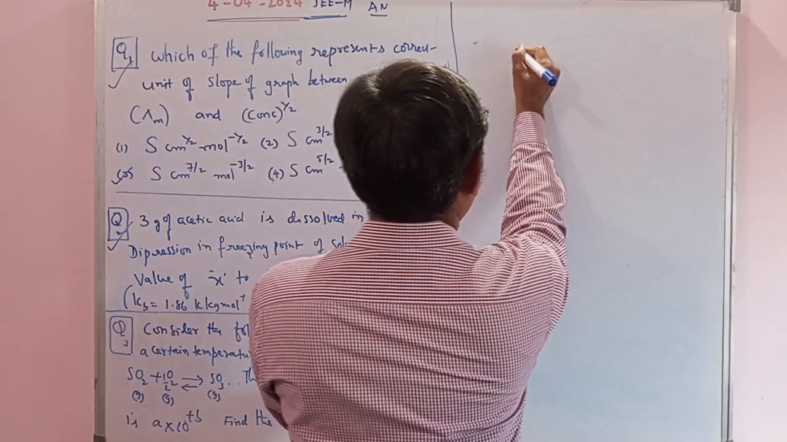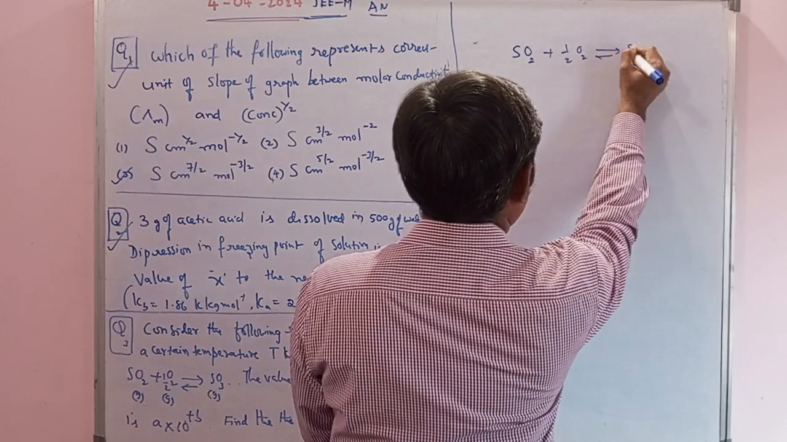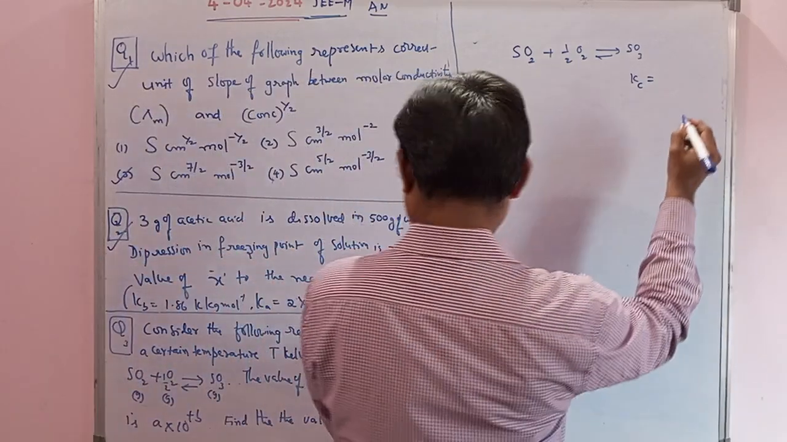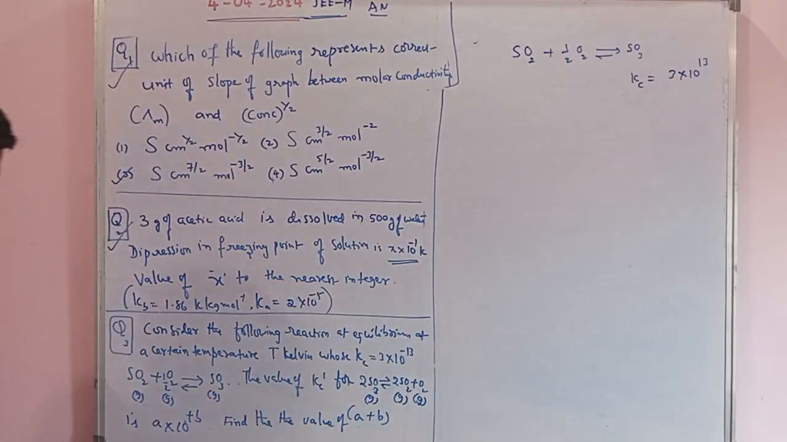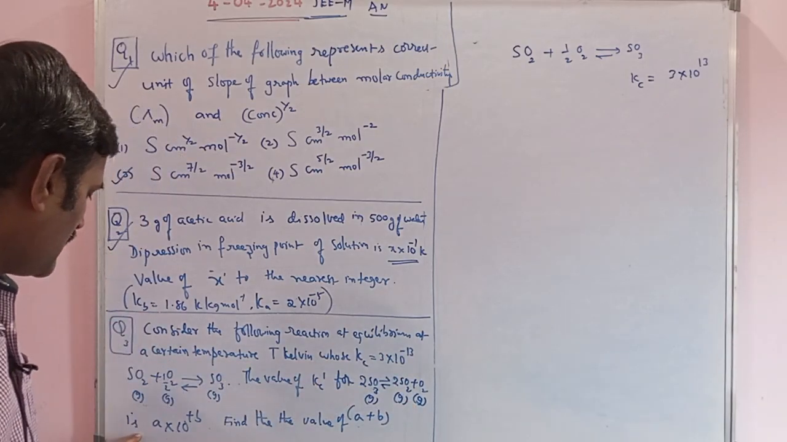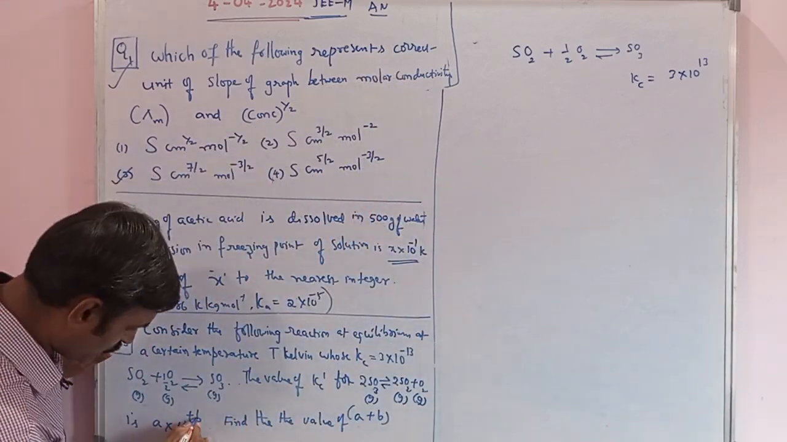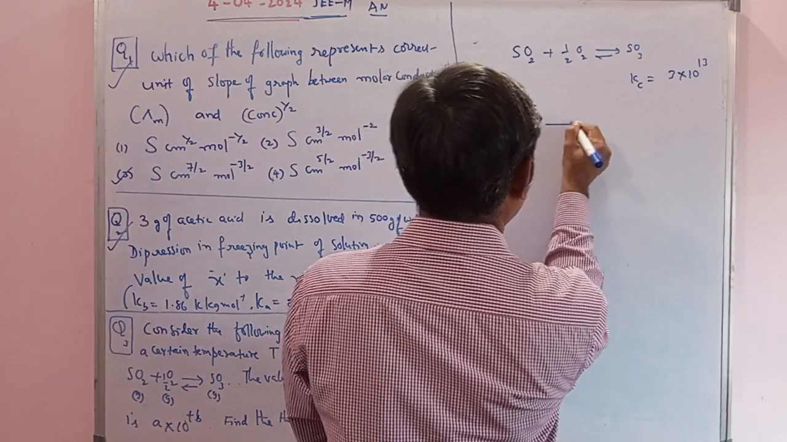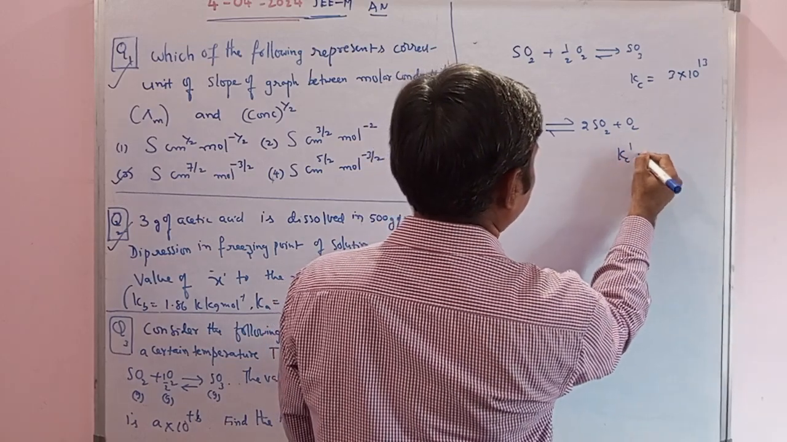One equation is given. That equation is SO2 plus half O2 in gaseous form giving SO3, whose Kc value given to us is 3 into 10 power 13. That is the value. And now they are asking the Kc dash value of this SO3 decomposition, which is also given as something like A into 10 to the power of plus B. So we want 2SO3 in equilibrium with 2SO2 plus O2. For this equation, Kc dash they are asking.